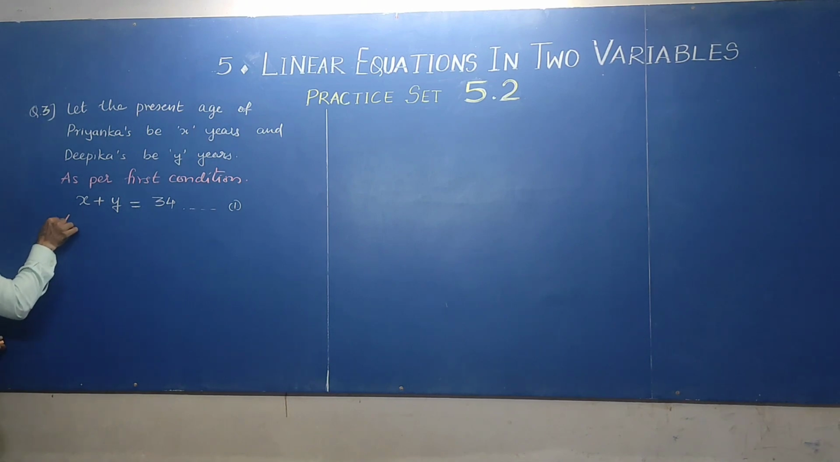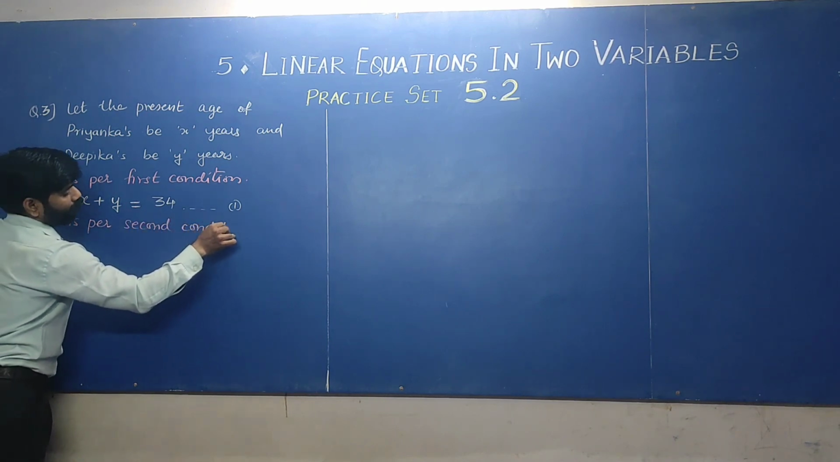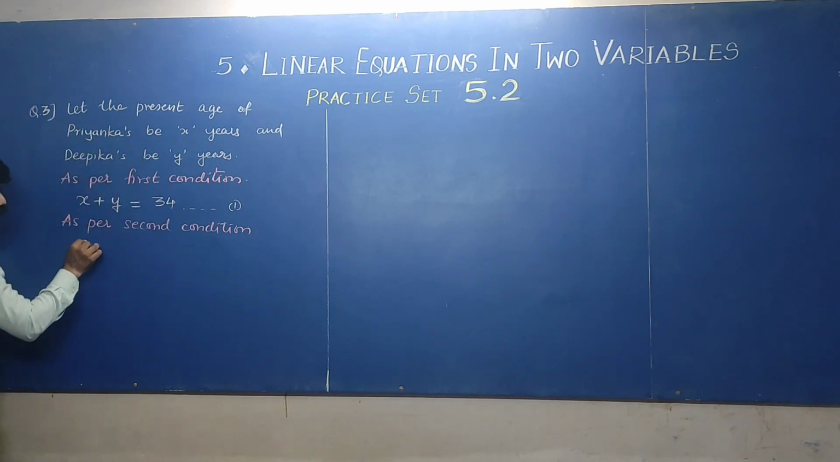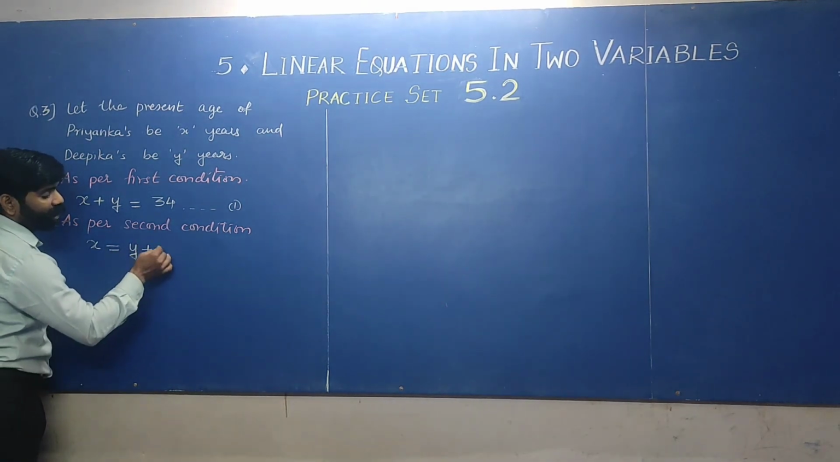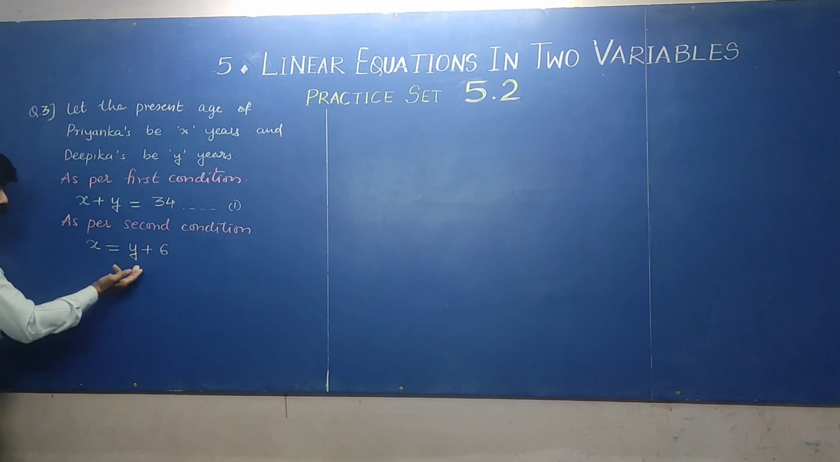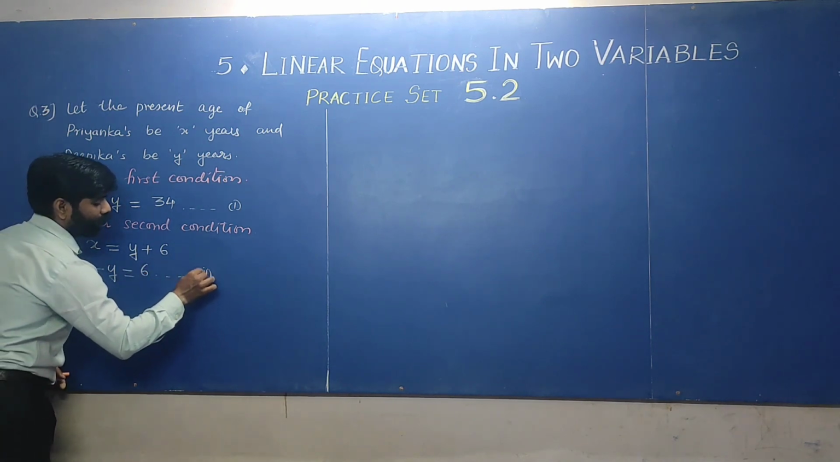Now as per the second condition. The second condition is saying Priyanka is elder, so we are going to write Priyanka. Now Priyanka is x. By whom is she elder? She is elder to Deepika. Deepika's age is y. How many years is she elder? She is elder by 6. So we have the equation. Now we are going to take this y on the left hand side. We will get x minus y is equal to 6. This will be our equation number 2.